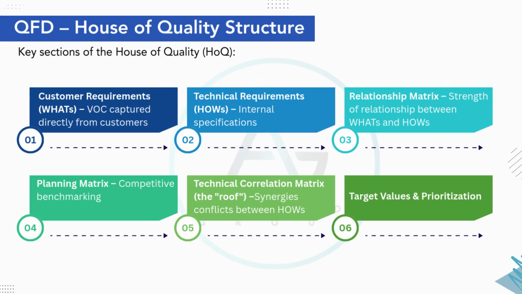5. Technical correlation matrix, often referred to as the roof of the house. It helps us understand the synergies or conflicts between the hows. 6. Target values and prioritization. Finally, this part defines measurable targets and helps prioritize the technical requirements based on customer importance and competitive analysis.